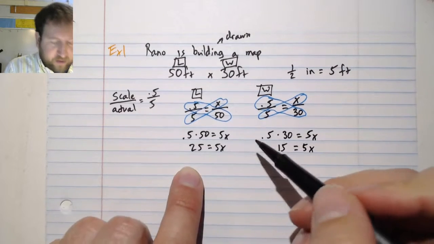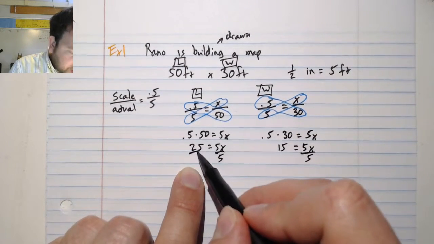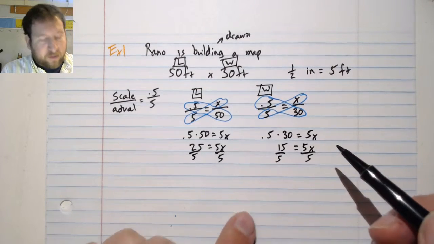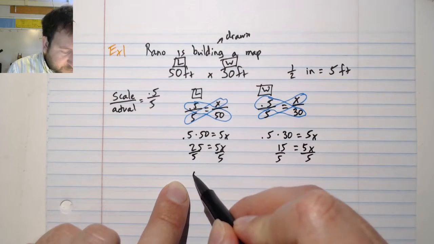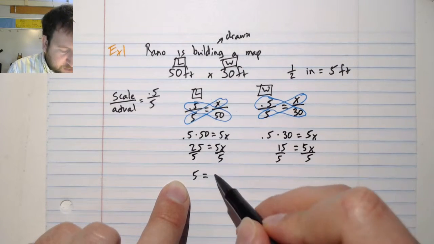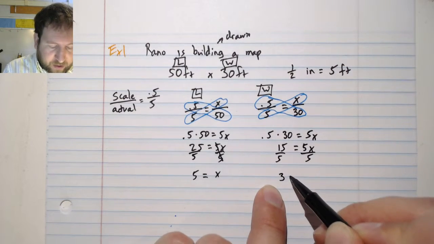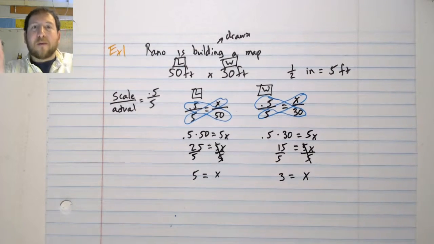Okay, now I need to get rid of these 5s, and I need to do it to both sides, because whenever I do it to one side, I have to do it to the other. Well, 25 divided by 5, I know that one. That's going to be 5 equals x, because these cancel out. 15 divided by 5 is 3 equals x, my 5s cancel out, and now I have my answers.